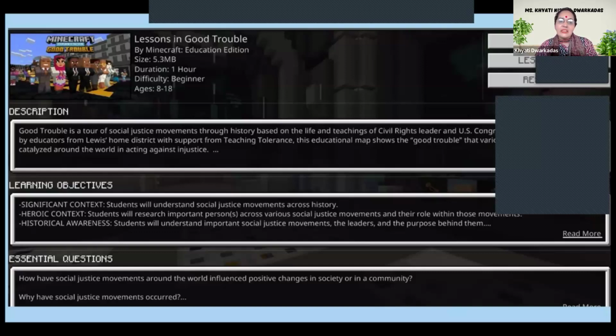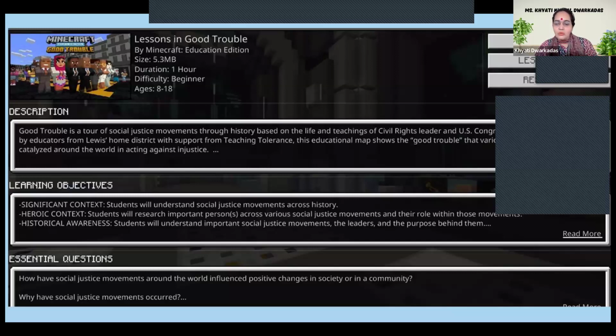This I found is a very interesting social science game. And when you look at the learning objectives of this game, students will understand social justice movements across history. They will research important persons and various social justice movements and their role within those movements. Students will understand important social justice movements, leaders, the purpose behind them. And an entire Minecraft game has been created by somebody for an hour duration.